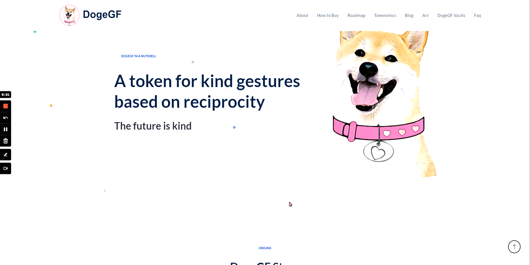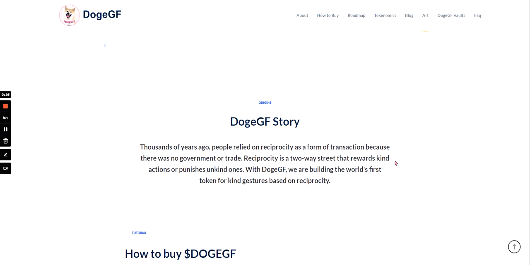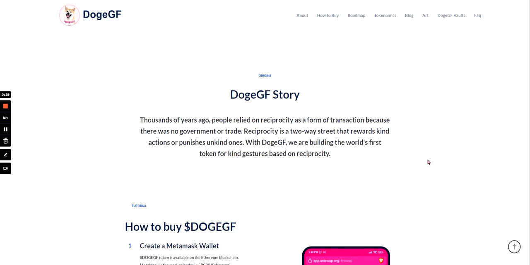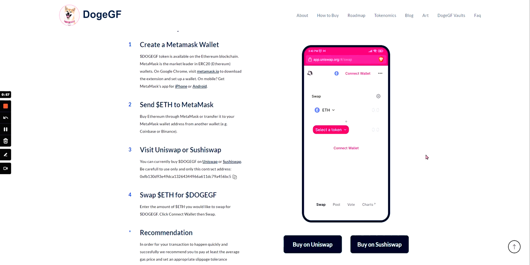A token for kind gestures based on reciprocity. I can never say that word. Dogegf story. Thousands of years ago, people relied on reciprocity as a form of transaction because there was no government or trade. I don't know what the word means, honestly, and I don't know how to say it either. I just can't say it. So, it's a two-way street that rewards kind actions or punishes unkind ones. With Dogegf, we are building the world's first token based on kind gestures, based on that word again. I honestly don't know what that means.